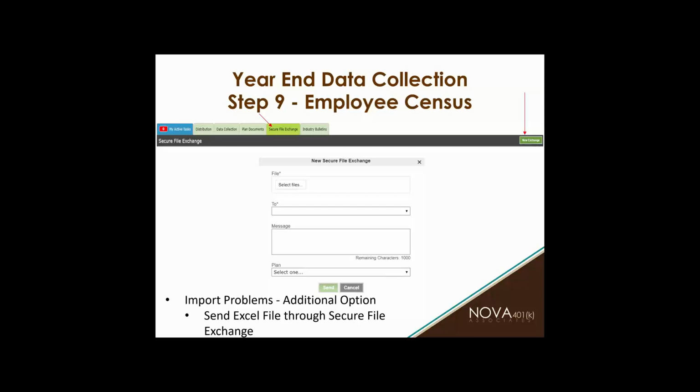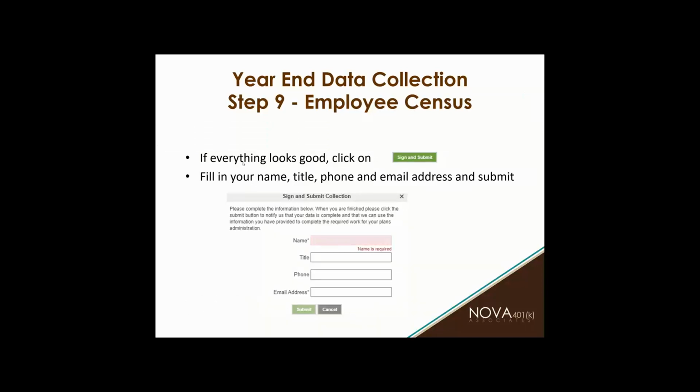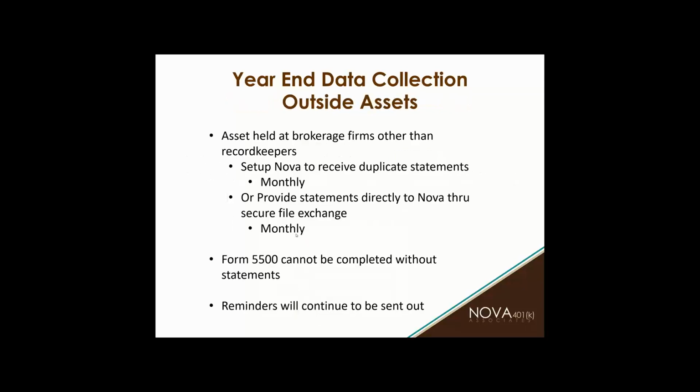If you can't get the census data to import, or you already have census data in an Excel file that has all the information we need, you were able to get it from your payroll provider, you can send it to your NOVA account manager. For message, just put something like 2022 census file, select the plan, and then hit send, okay? Again, an email will send directly to your account manager and they can go in and download that file. Once all 9 steps are green with the green check mark, meaning you completed them all, and you're ready, hit sign and submit, complete this, hit submit, and you are done.